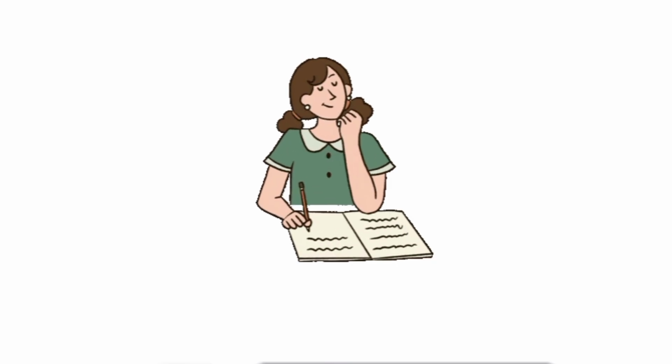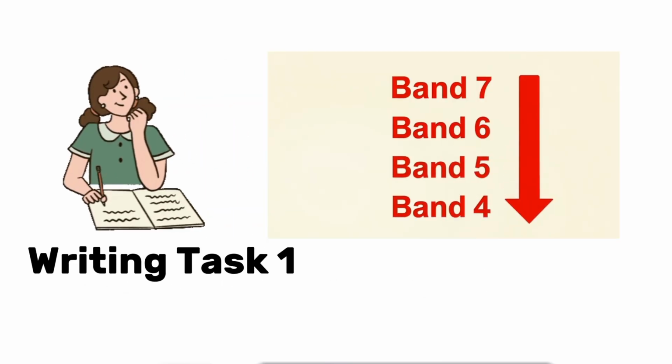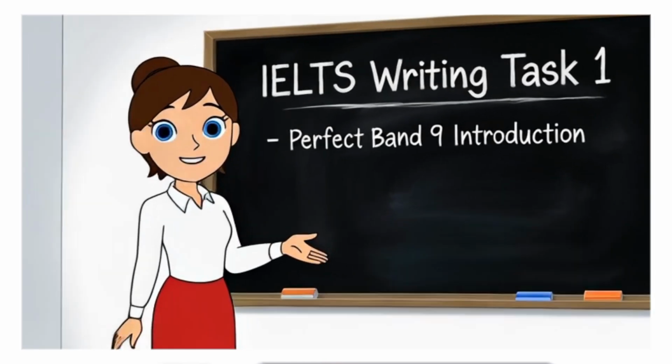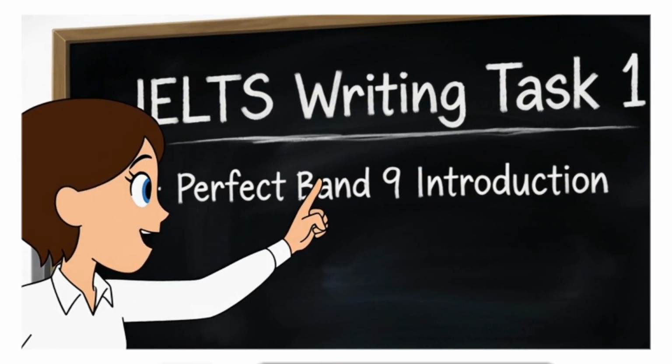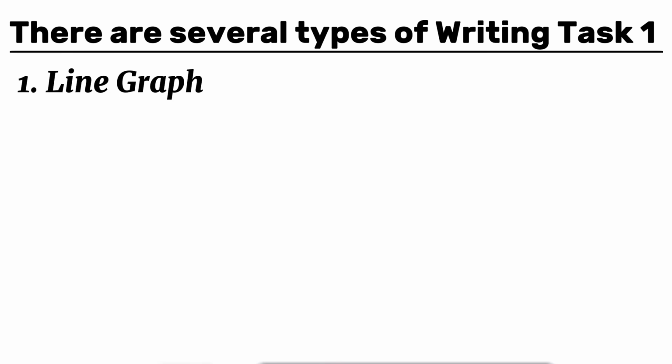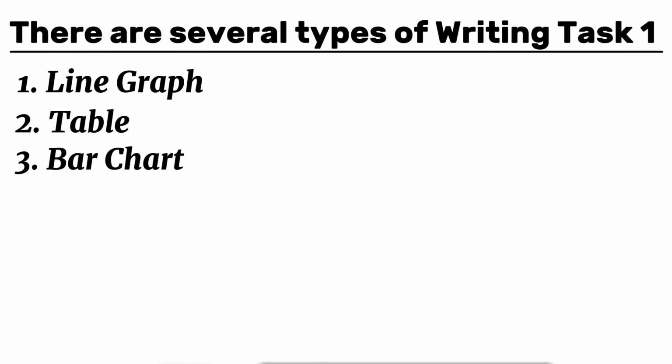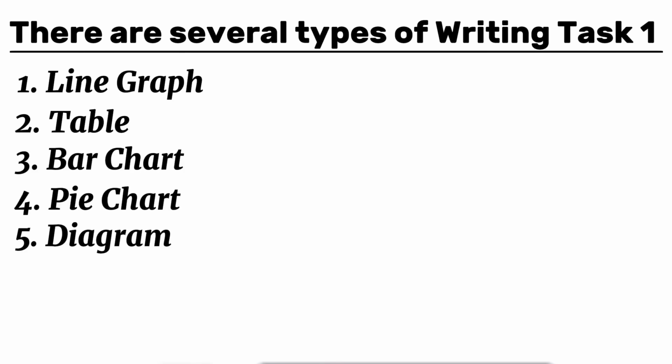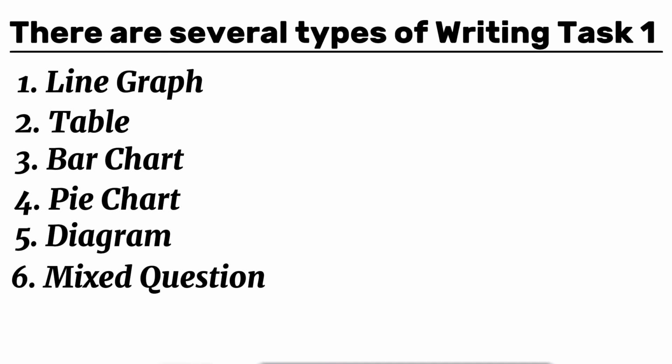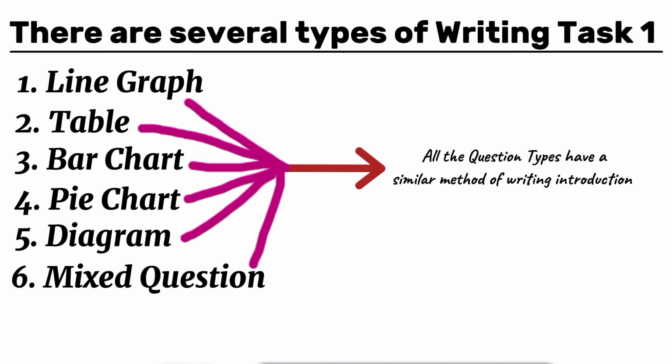You could write perfectly your writing task 1 and still lose marks because of your bad start. And today I am going to teach you how to write a nice introduction for IELTS writing task 1. As you know, you can get several types of questions on IELTS writing task 1, such as line graph, table, bar chart, pie chart, diagram, and so on. However, the technique for writing an introduction is similar for all those tasks.